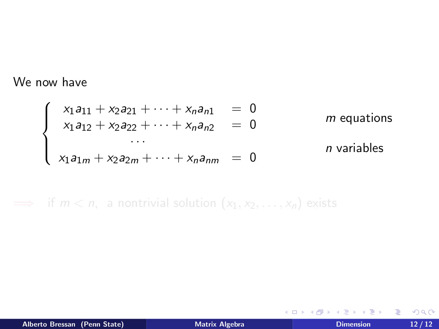Okay, so what do we have now? We collect all these constraints. Each coefficient must be 0, and we see that we actually have m equations, and we have n variables, x1, x2, all the way to xn. And the right-hand side is 0, so this is a homogeneous system.